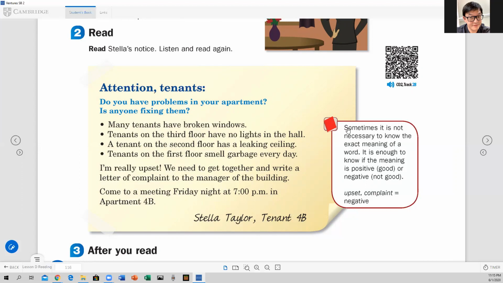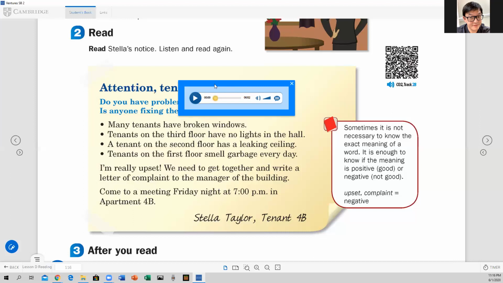Before I play the audio, let's read this box here. Sometimes it is not necessary to know the exact meaning of a word. It is enough to know if the meaning is positive, good, or negative, not good. Upset, complain, negative. Okay? Good? Let me play the audio. So read again by following the audio, okay?